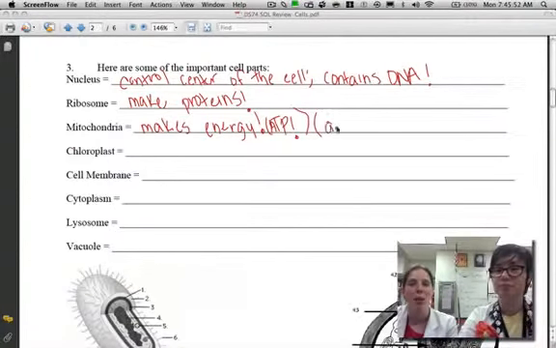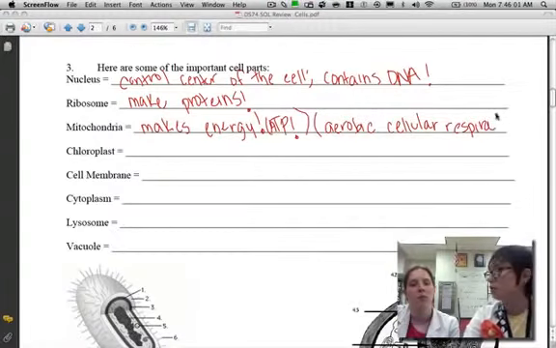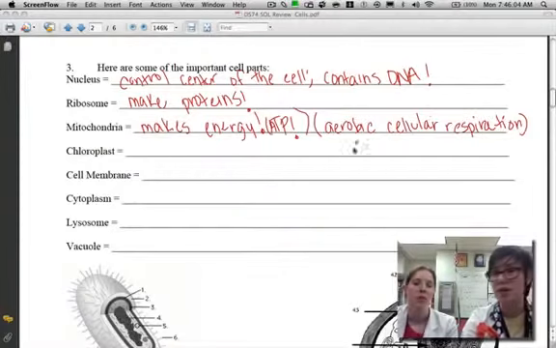Good question. That process is called aerobic cellular respiration. So if we were to ask you, for instance, where does cellular respiration take place in a cell, you should be able to tell us mitochondria. Where does photosynthesis take place? You should be able to tell us the chloroplast, which brings us to our next organelle.